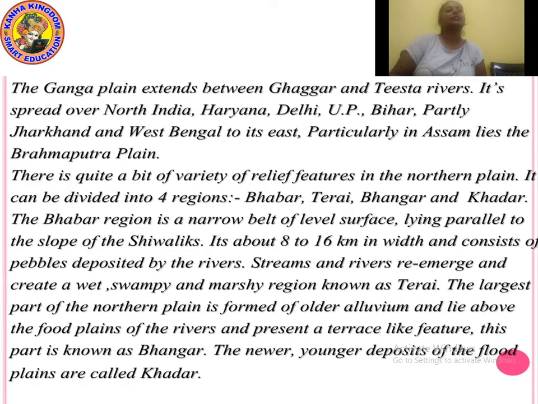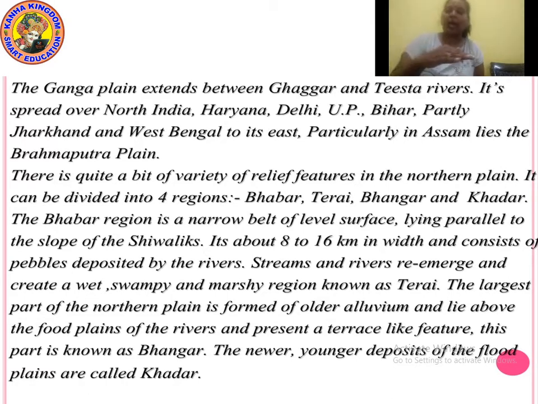The Bhabar region is a narrow belt of level surface lying parallel to the slope of the Shivaliks. This is the parallel line and this is the Shivaliks. So here this line is known as Bhabar. It is about 8 to 16 kilometers in width and consists of pebbles, the small stones deposited by the rivers. Streams and rivers re-emerge and create a wet, swampy and marshy region called Terai.